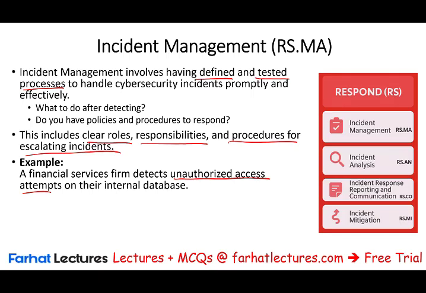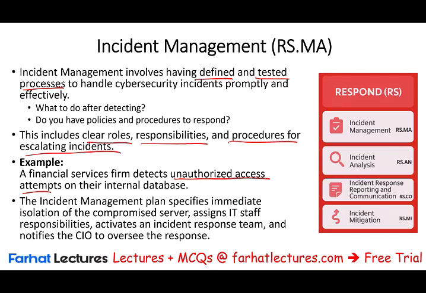Well, the incident management plan should specify immediate isolation of the compromised server. We should have an incident plan. If this happens, isolate this internal database, assign IT staff responsibilities, activate an incident response team, and notify the CIO to oversee the response. So we know exactly, if we have an unauthorized access, A, B, C, D, this is what we need to do, how to manage the incident.